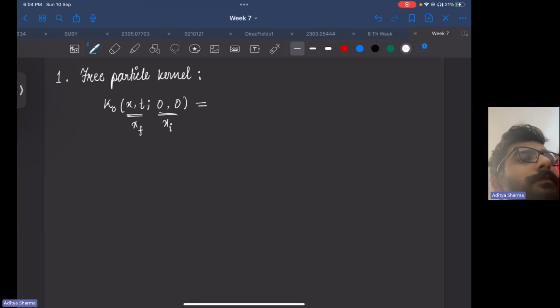So this can be written as (m / 2πiħt) to the power half, exponential of i m x squared by 2ħt.